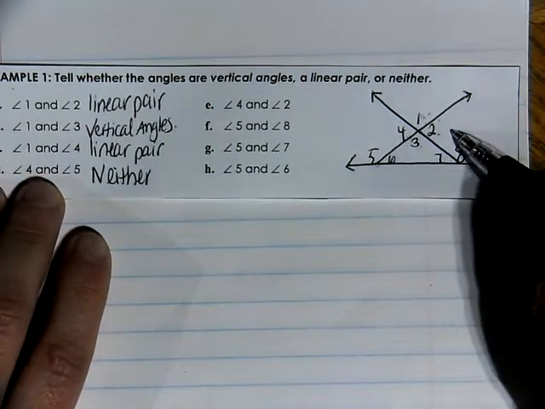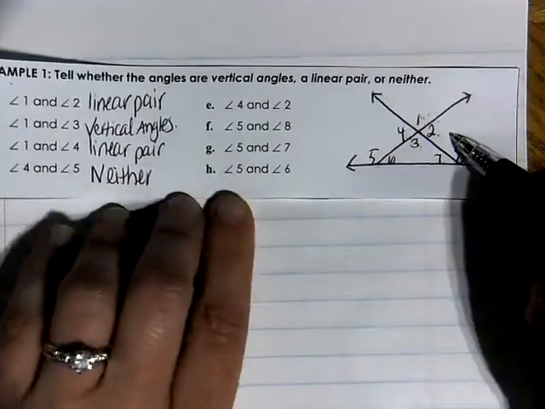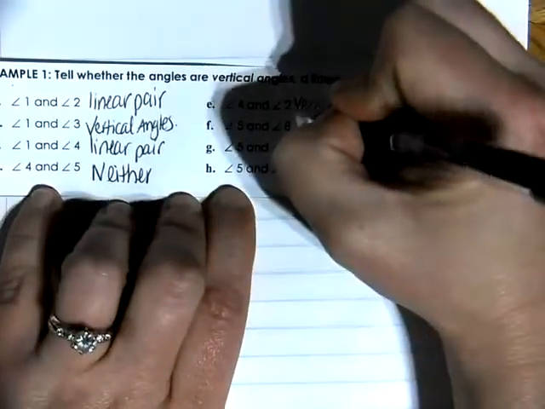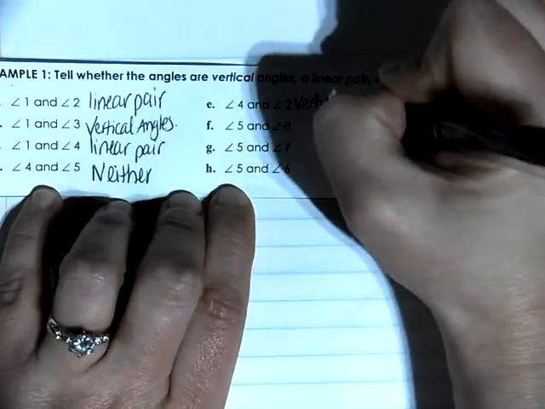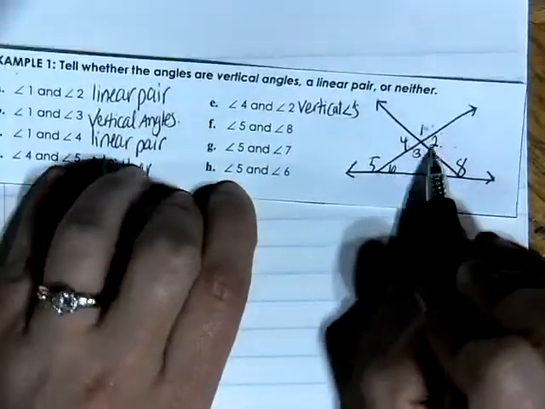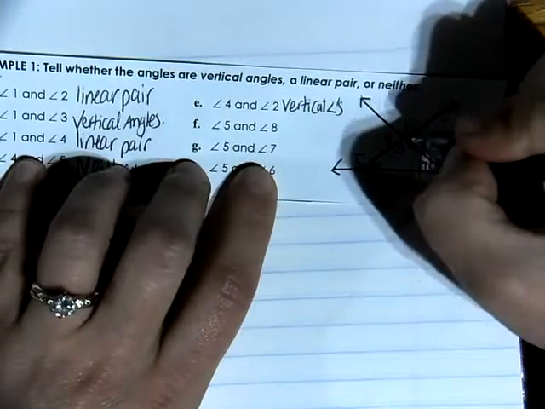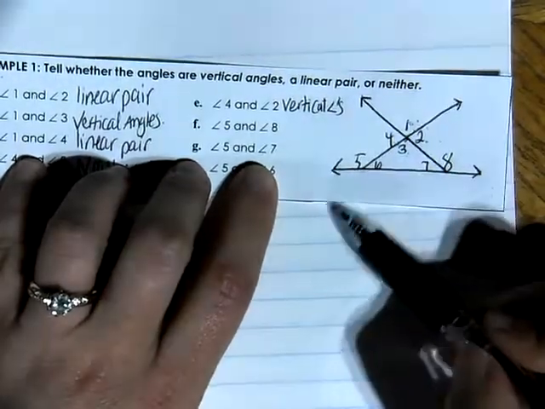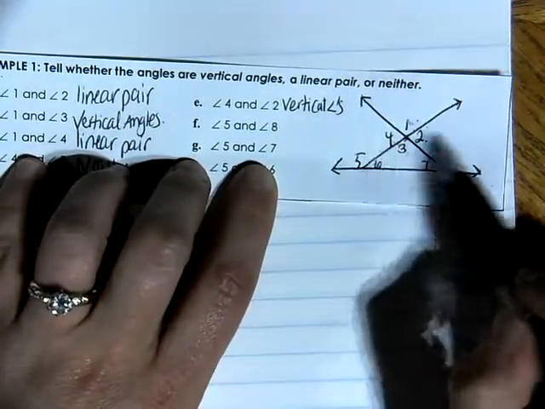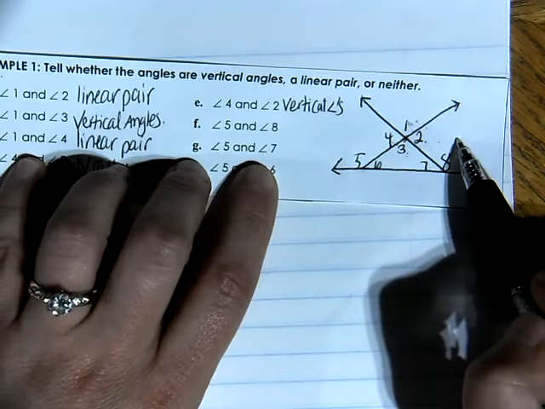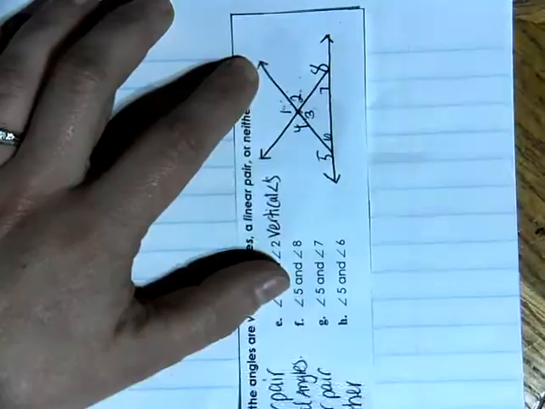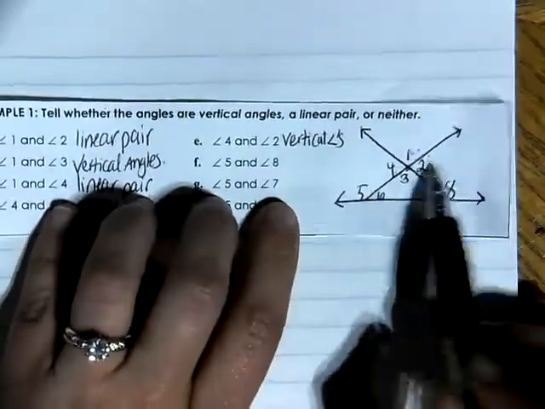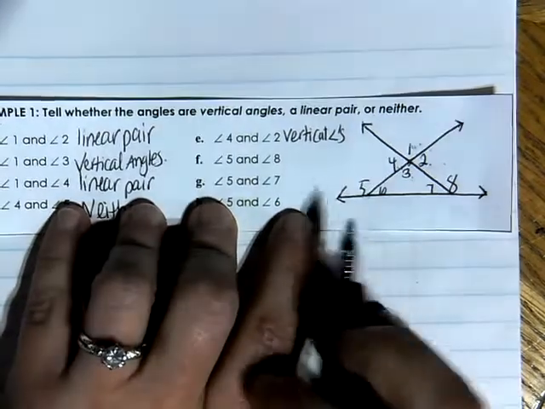Angle 4 and angle 2, this is the trickier one. These are considered vertical angles. And the reason why they're considered vertical angles is because they share a common vertex and they're created by two lines intersecting each other. They are directly across from each other, and if I were to flip this picture upside down, they would officially become vertical. So these are vertical angles, and they are congruent to each other.